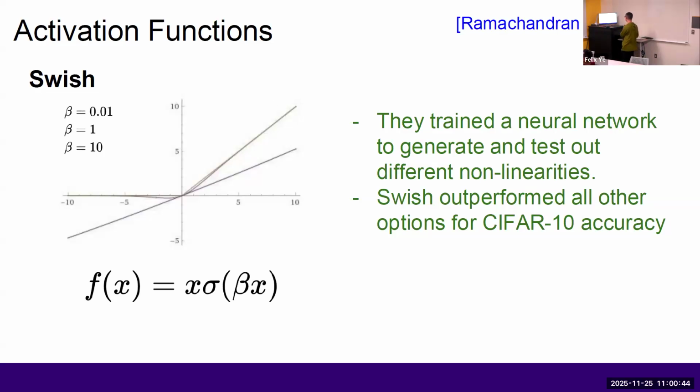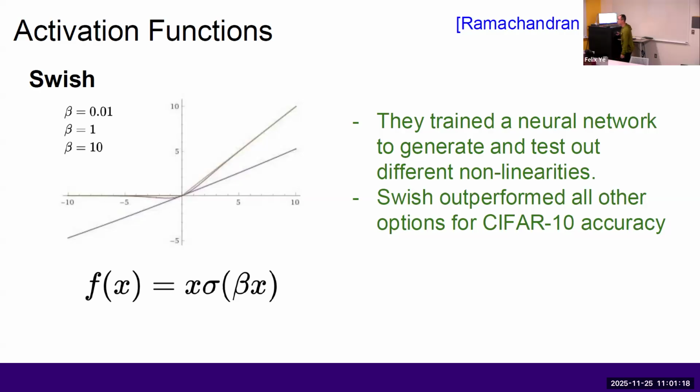So it turns out this swish activation outperformed all other options. That's 2019. So designing a good activation function is definitely worth a good paper. At that time, CIFAR-10, which is the data set that you're going to use, was one of the benchmark data sets.